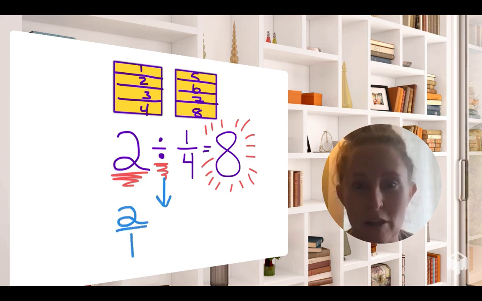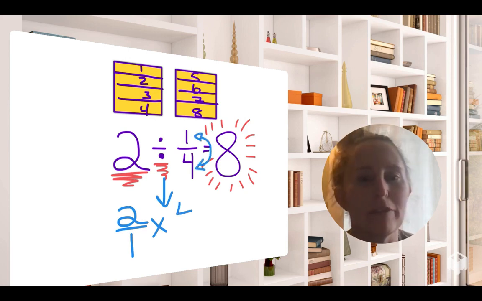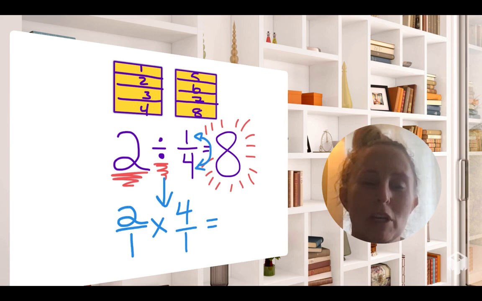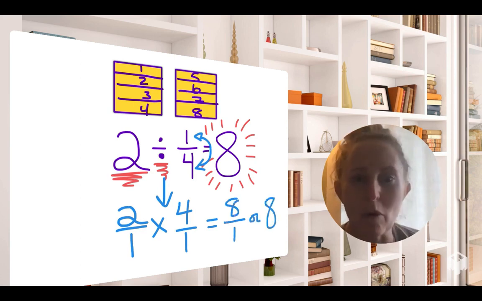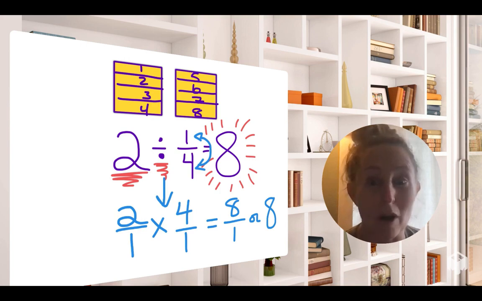Remember that we can still apply our 6th grade copy, change, flip. I'm going to copy the first digit. I'm going to change the division to multiplication. I'm going to flip the second number upside down. And lo and behold, I get the same answer I got with the model.